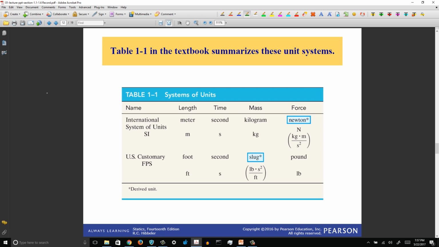Now, SI units, this is the globally accepted standard. It's the International System of Units, abbreviated SI. It's a modern version of the metric system which has received worldwide recognition, as I said. As shown in this table, the SI system defines length in meters, time in seconds, and mass in kilograms. The unit of force, the newton, is derived from those three quantities. And here you see the abbreviation for each of those quantities.